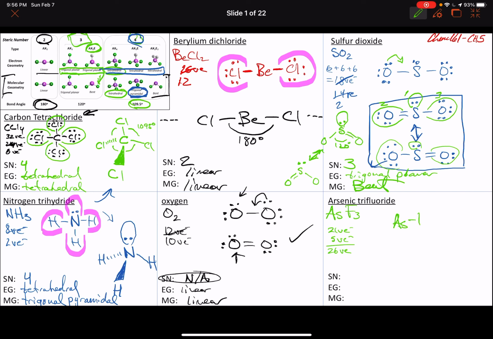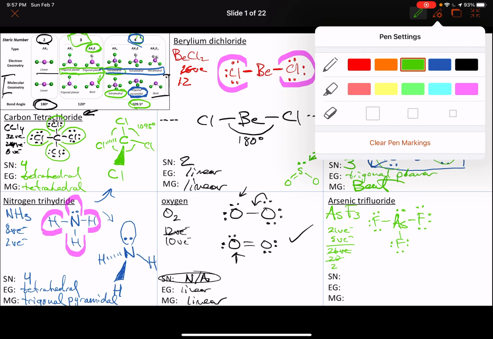Arsenic central, fluorine, fluorine, fluorine. Just used 6, we've got 20 to go. 1, 2, 3, 4, 5, 6, 7, 8, 9, 10, 11, 12, 13, 14, 15, 16, 17, 18. 2 to go after that, which means we have to put 2 on the central atom to complete the octet. That is the complete Lewis structure and correct one down there.